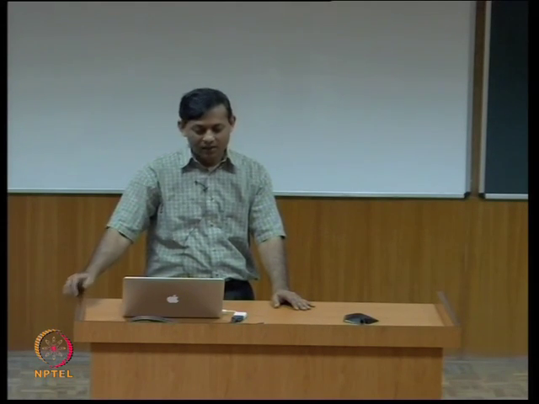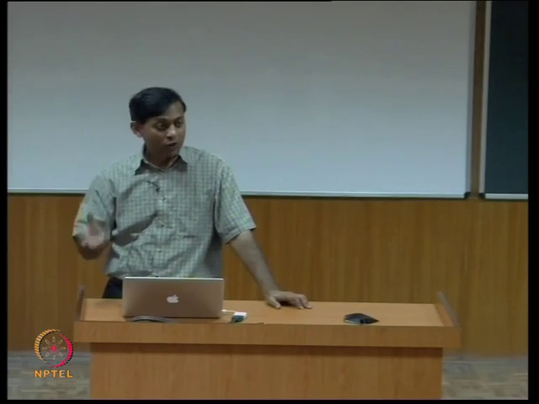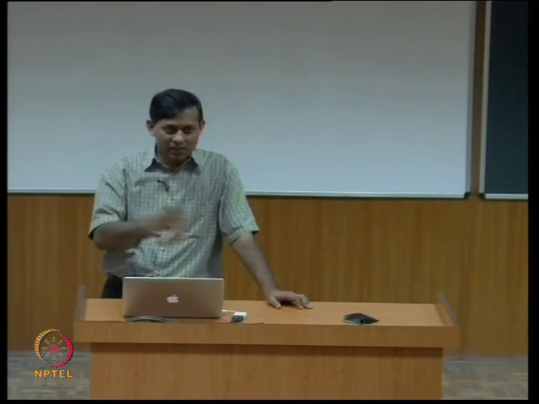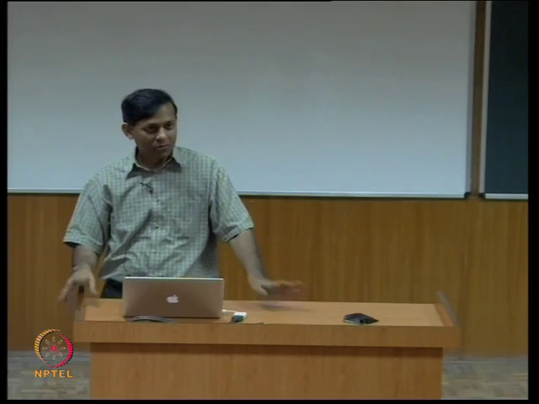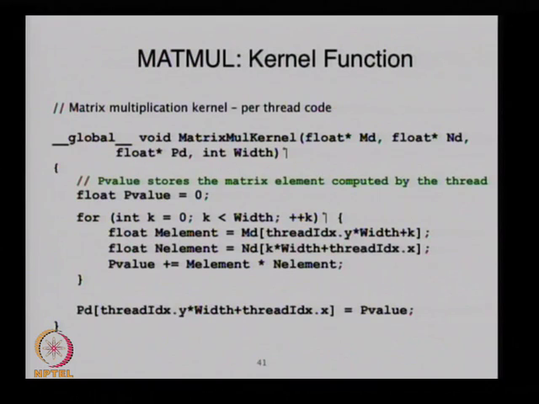You take this in a loop. So k goes from 0 to width. You keep varying the address you're fetching the element from, multiplying them and adding it to your partial result. And once you're done, you put your number in the proper place in PD. If PD were a 2D array, then you would say my index y, my index x. Because it's a 1D array, again you have to compute the address of it.